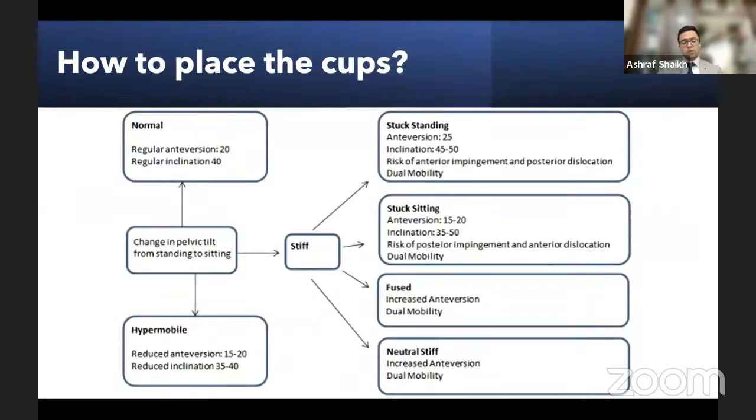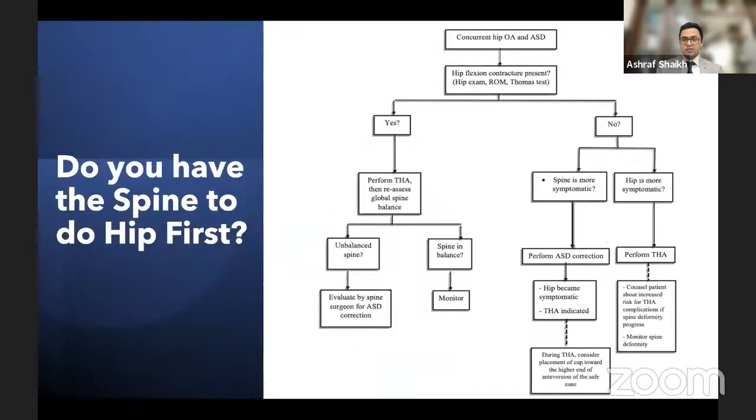So we now know the problem. What is the solution? The solution to place these cups is that in a stuck standing position, we need to increase the anteversion by around 5 to 10 degrees to make sure that the anterior impingement reduces and there's lesser risk of posterior dislocation. In the patients who have stuck sitting kind of a spinopelvic pattern, we need to decrease the anteversion by around 15 to 20 degrees to reduce the risk of anterior dislocation when the patient stands up. And the neutral stiff can have a risk on either side. Therefore, maybe a dual mobility articulation can be a good option for these patients.